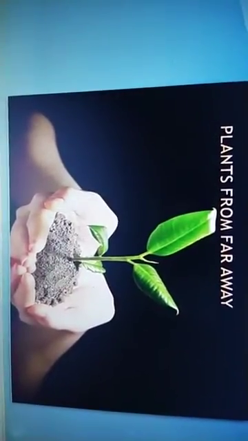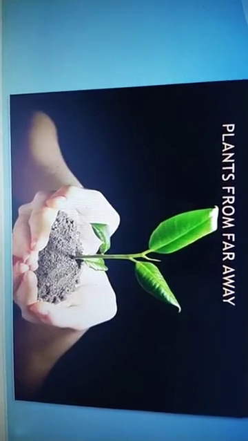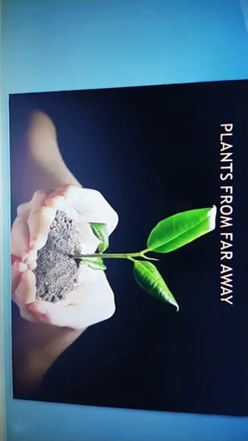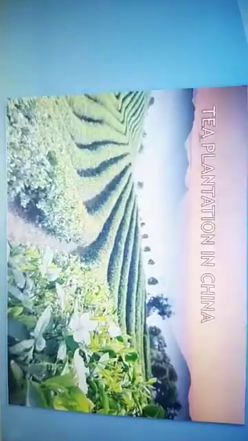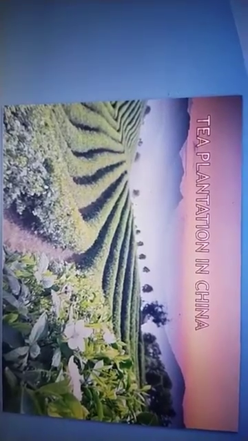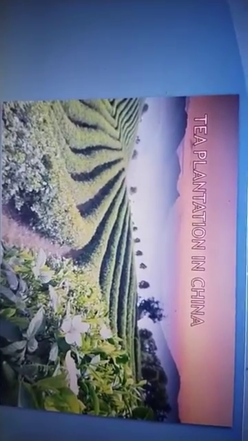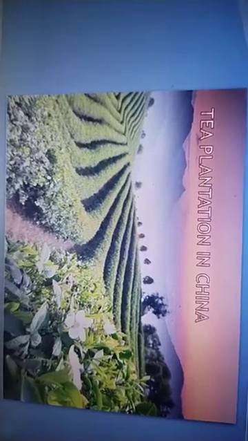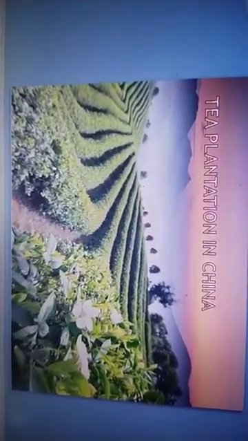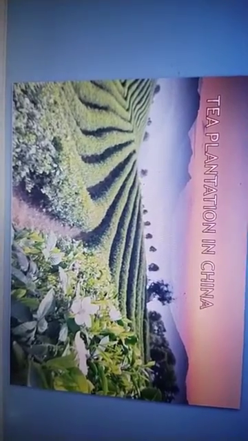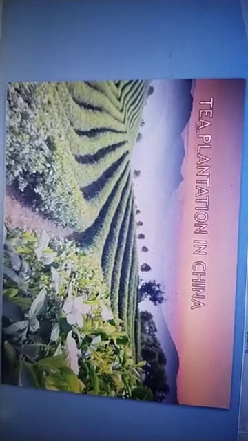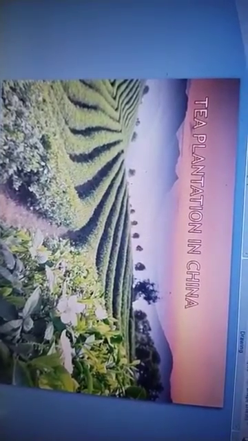Now let us learn about some plants which originated in a foreign country. So, plants from far away. Most of the fruits, vegetables and other plants that we see today did not originate in India. For example, tea. Tea originated in China. The Chinese began to grow tea about 1700 years ago for its taste and medicinal value.